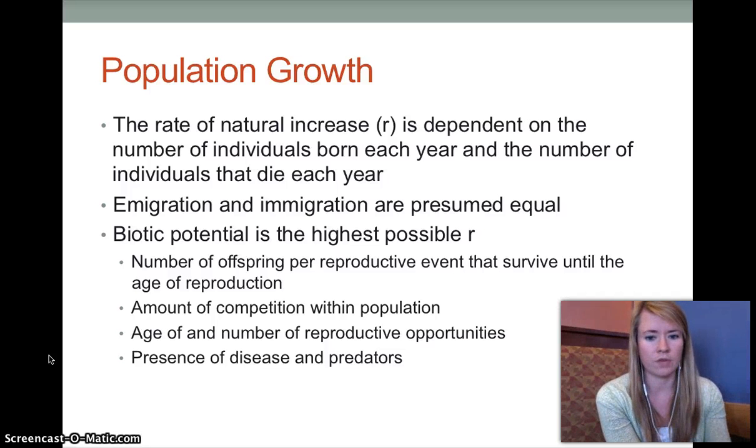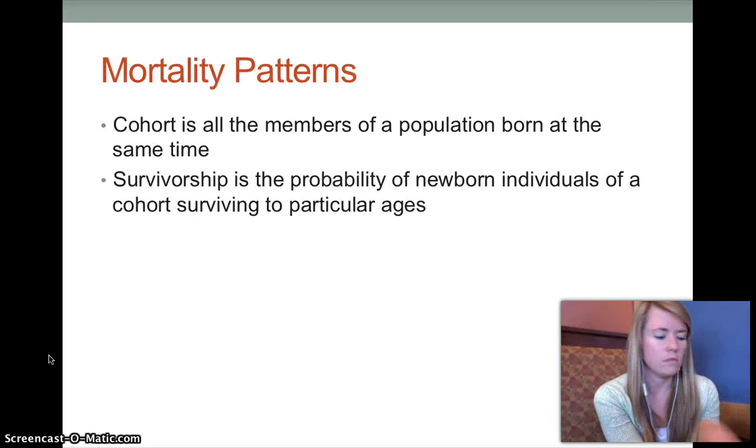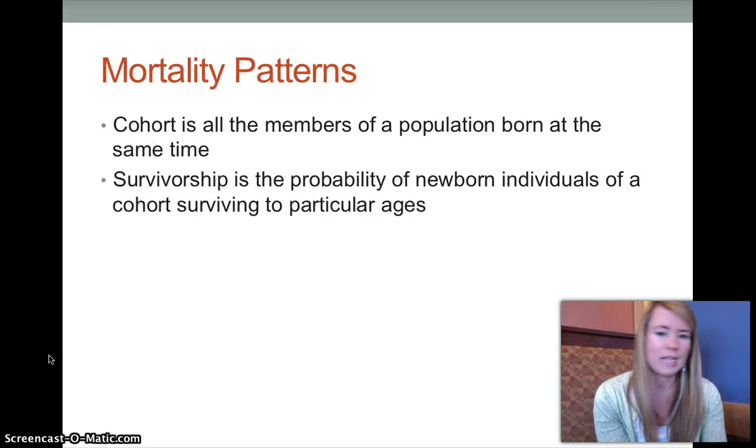The age and number of reproductive opportunities and the presence of disease and predators. So all those things will affect how, in theory, how large the population could grow. Then we talk about mortality patterns, not morality, mortality patterns.